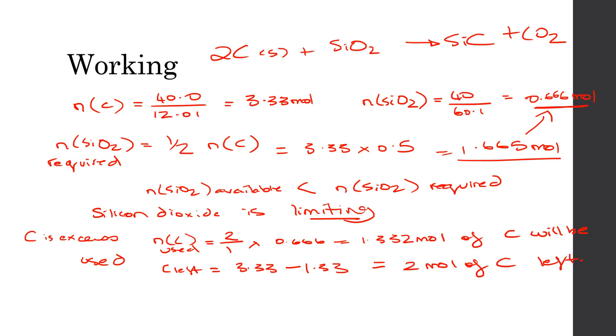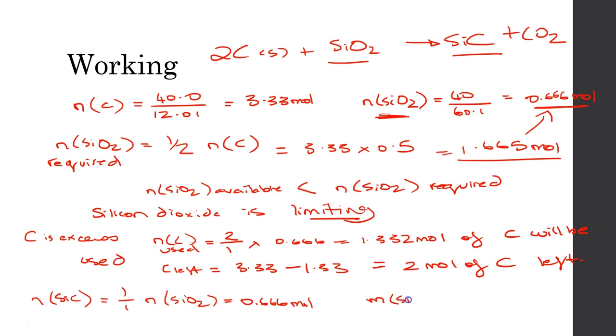So I've worked out my limiting, I've worked out my excess and how much it is in excess by. The next was to work out the amount of product, okay, of silicon carbide. I need to use my limiting reactant as the ratio. So I can see that the amount of silicon carbide is equal to 1/1 times the number of mole of silicon dioxide. So they're going to be the same value. We use 0.666 mole of silicon dioxide. So that's how much silicon carbide I will produce.